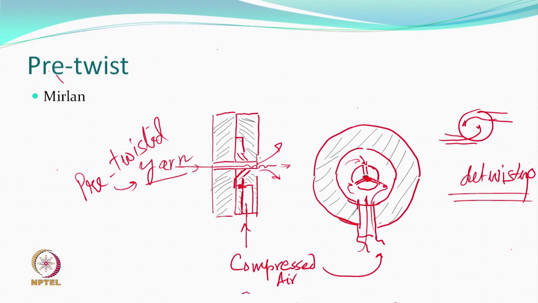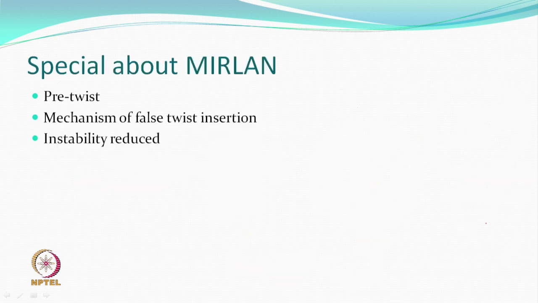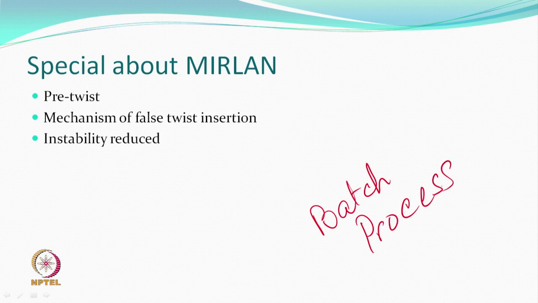So, this jet may actually be doing this detwisting in a way by swirling; that is what the jet can do. So, shall we say that the Merlin was using a pre-twisted yarn? The mechanism was something like a false twist insertion, or false untwist twisting, and the result was that instability was reduced. But as we mentioned again, twisting will be a batch process. So, costly.